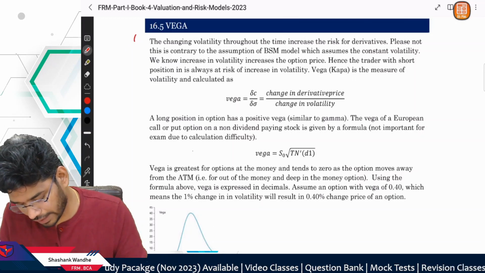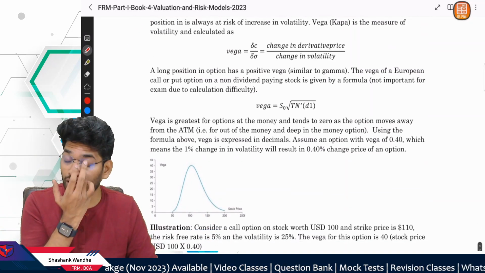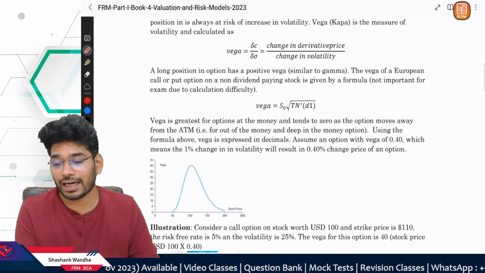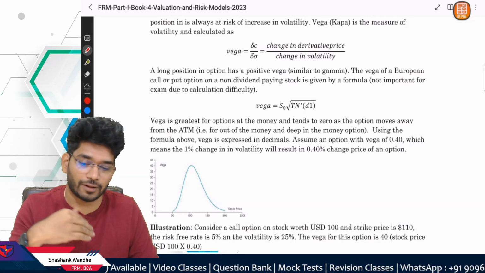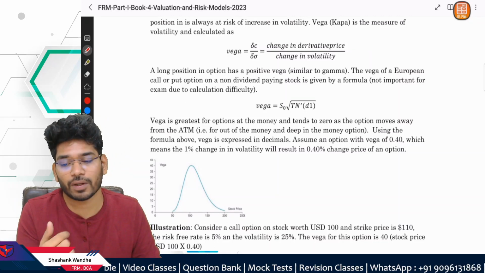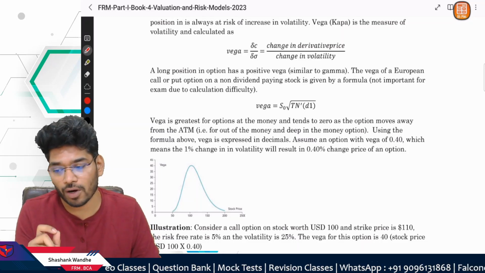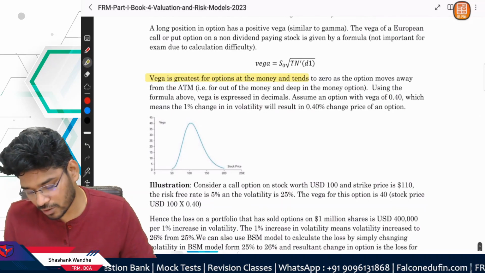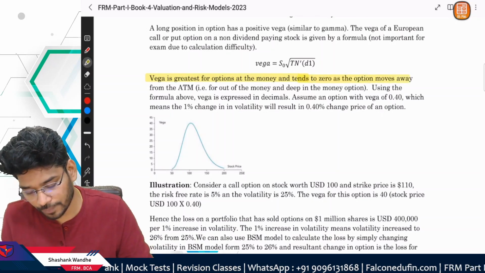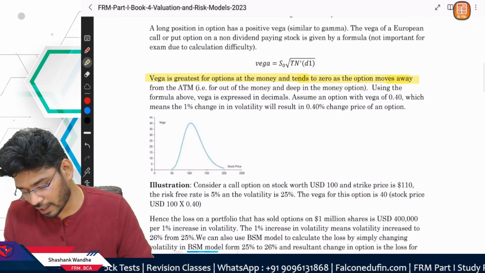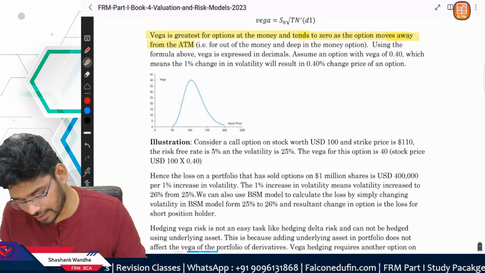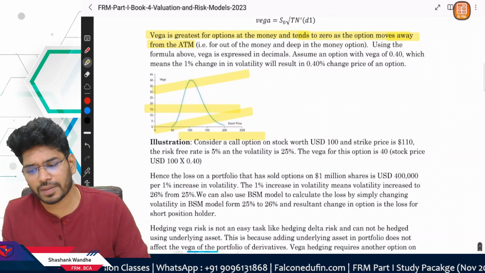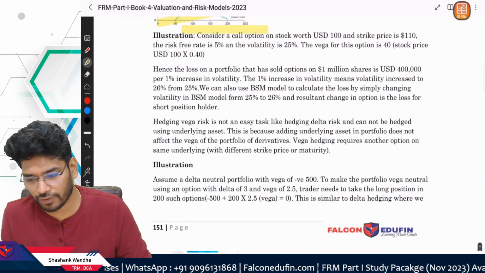Now Vega. Vega is the impact or sensitivity to volatility, and this is very simple. We know volatility is a friend of all options. Because it's a friend of all options, Vega is always positive. Vega is greatest, this is the statement to remember, for the option at the money and tends to 0 as the option moves away from ATM. And this is the diagram. Even if you remember this diagram, it will tell you enough information.